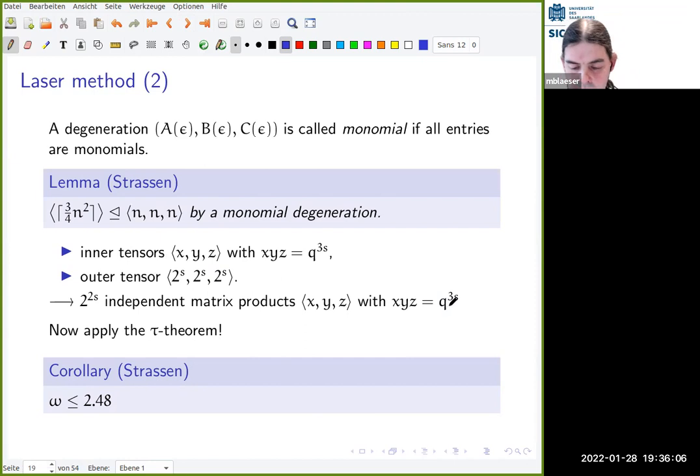And then what Strassen essentially could show is that out of a matrix multiplication tensor, you can get back a unit tensor which has almost optimal size. So it's the best that you could get. This lives in this space here. The best that you could hope for as a unit tensor getting out of this would be one of length n squared, but you can get almost n squared. You can get this by degeneration. This is a special kind of degeneration, which is called a monomial degeneration. Essentially all the entries in these transformation matrices, if you view them as polynomials in epsilon, are monomials.